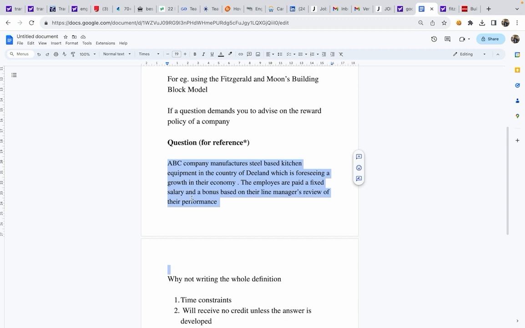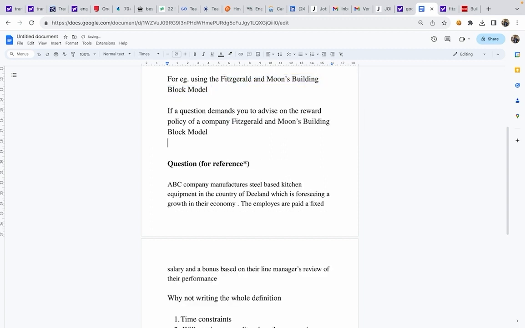What that means is that they are not asking you to define or explain what is happening. They want you to evaluate this. If you're asked to comment on the reward policy using this model, obviously the question won't be as simple as that. The language used would be quite complex, but if you practice enough, you would be able to deduce what the question is demanding of you.